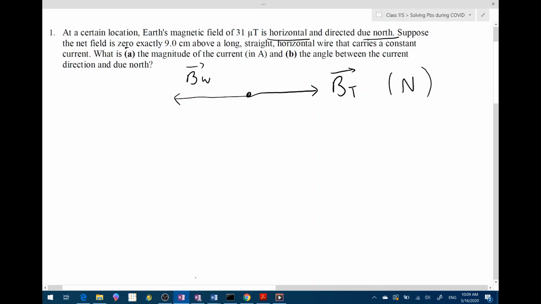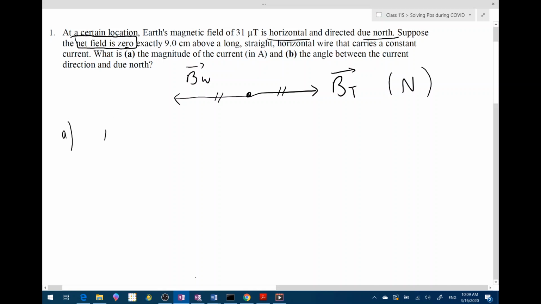They said, suppose that the net field is zero exactly 9 centimeters above a long, straight horizontal wire. So we have two magnetic fields such that the resultant is zero. So that must mean they are opposite to each other and equal to each other. What is the magnitude of the current that would give such a result?